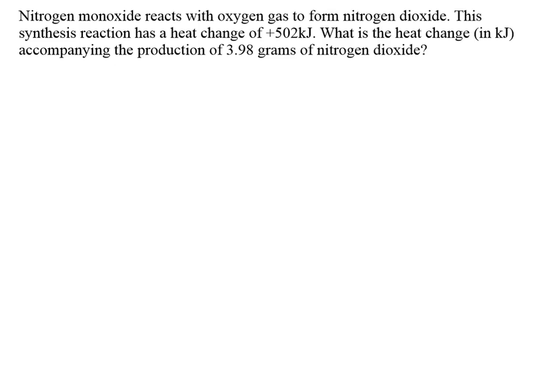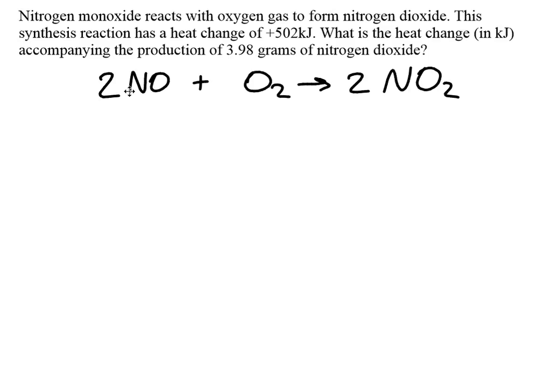So, we have an example. Nitrogen monoxide reacts with oxygen gas to form nitrogen dioxide. This is a synthesis reaction, and has a heat change of positive 802 kilojoules. What is the heat change in kilojoules accompanying the production of 3.98 grams of nitrogen dioxide? Obviously we have a reaction here, so we need to write the reaction first. Nitrogen monoxide reacting with oxygen gas to form nitrogen dioxide. Balance the equation. We should have 2 here and 2 here.